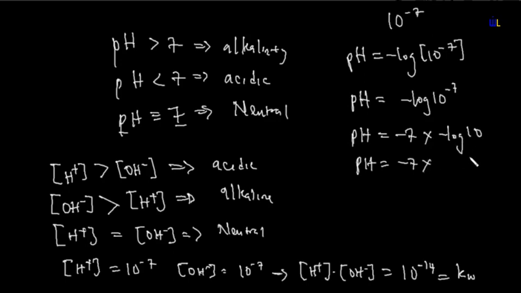Please, log 10 is 1. Do you understand? Log of a number to the base of that number, log 10 base 10, is 1. So this is going to be minus, remember minus is still here, so this is 1. So the pH is going to be equal to minus 7 times minus 1, which is equal to what? 7. Thank you, sorry. Hope this is clear.